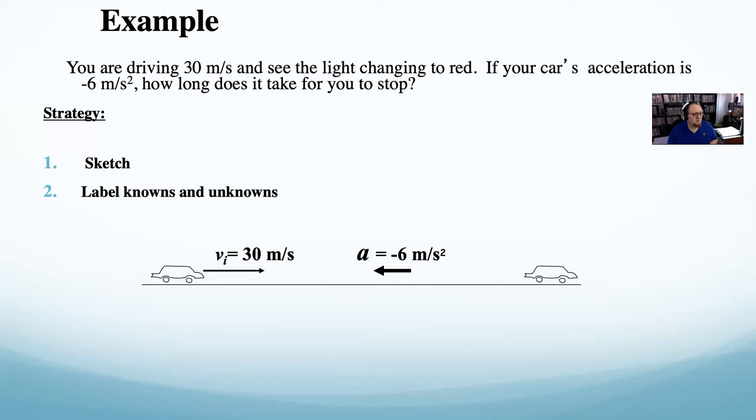What's my final velocity? Your final velocity would be zero. My final velocity is zero because I'm looking for how long to stop, and stopped means not moving. Not moving means you have no velocity. And so we start at 30 meters per second, we have an acceleration of -6 meters per second squared and a final velocity of zero, where I want to know how long it takes to stop, aka how much time passes.